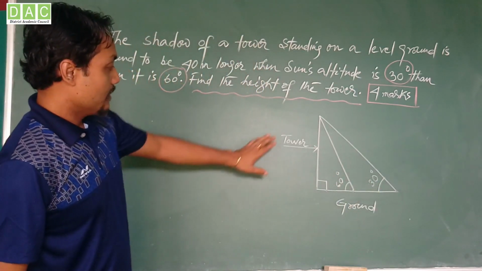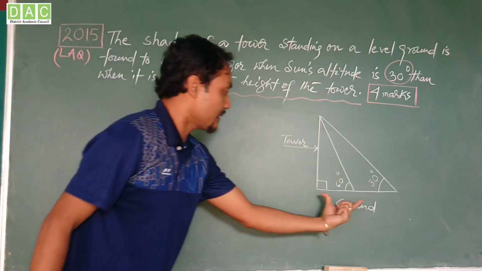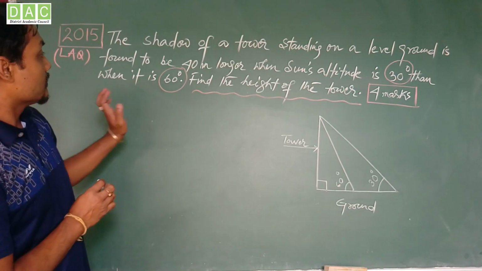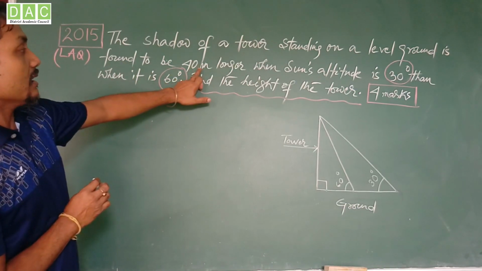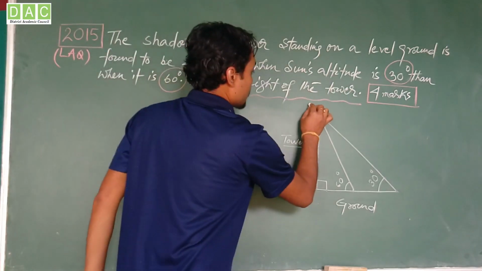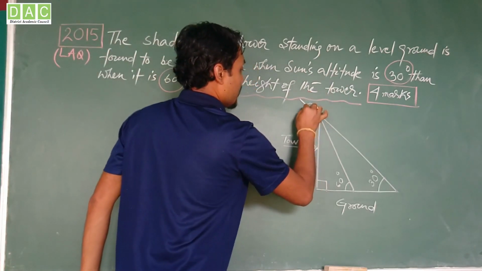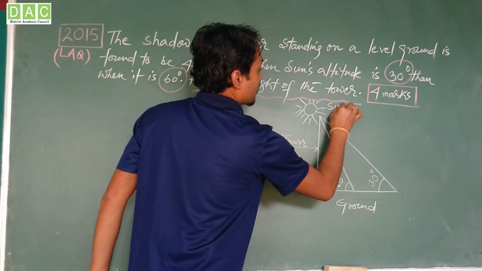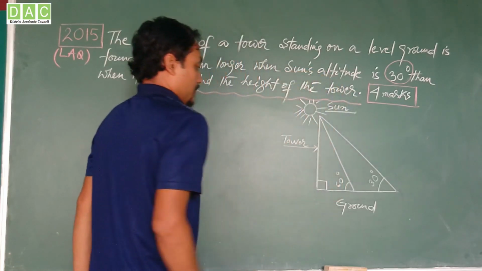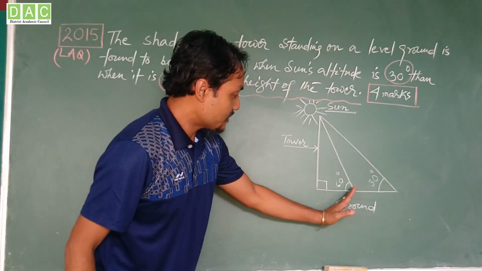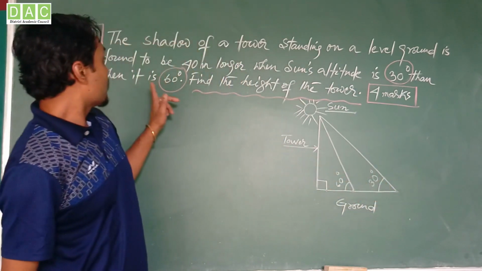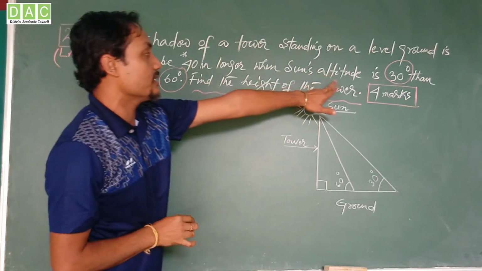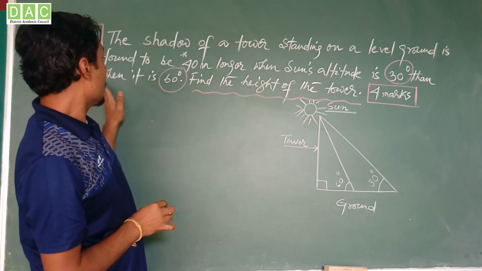Again we see, now this is the height of the tower, this is the base part, or we can consider it as ground. Now, found to be 40 meters longer when the sun's altitude... Here we draw a sign of the sun. This is the sun's position. That means this is 60 degrees and this is 30 degrees, and here it is given 40 meters longer when the sun's altitude is 30 degrees than when it is 60 degrees.